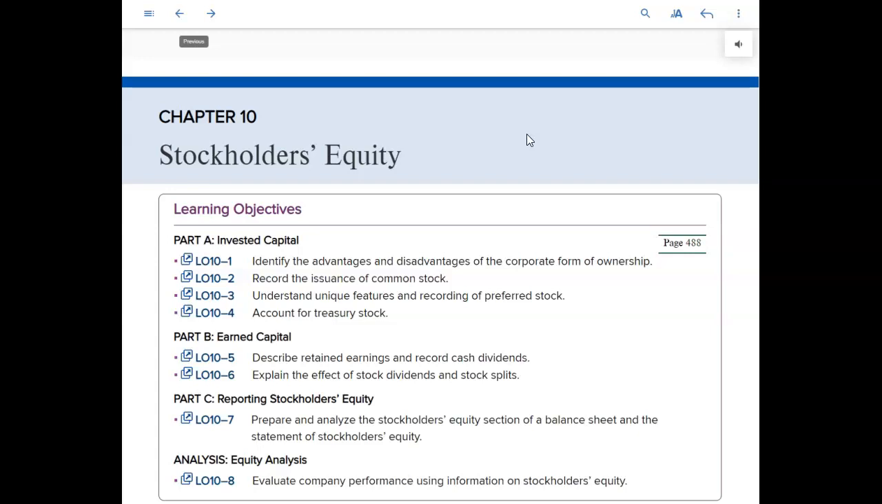In this video, we are going to talk about stockholders' equity. And as you already know, this will be the lower section of the right side of the balance sheet. So let's get started.